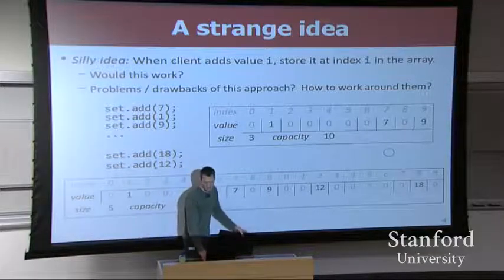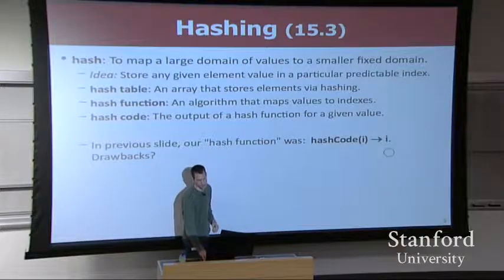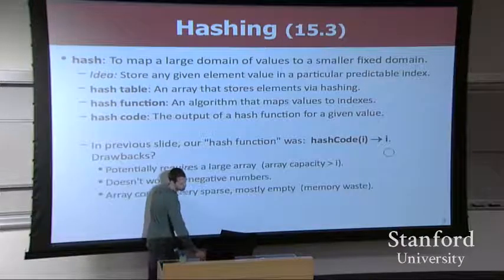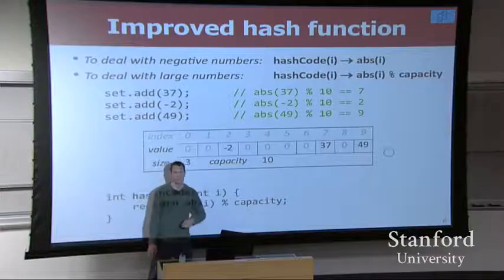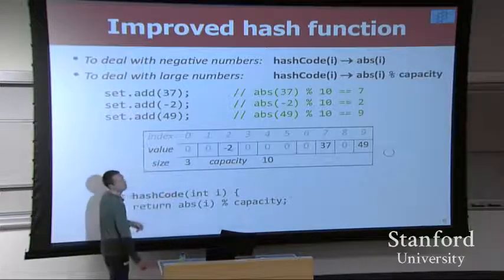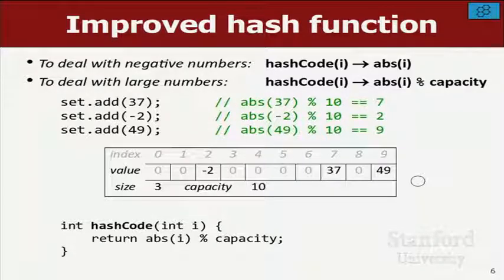Yeah, so let's keep walking down this path a little bit here. Here is a little bit better hashing function. Originally we just had hash code of I is I. So let's make two quick fixes. One is if the I is a negative number, let's absolute value it, because you can't have a negative array index, right? So let's just throw away the negative sign. If you try to add a -2, I'll put it at 2.